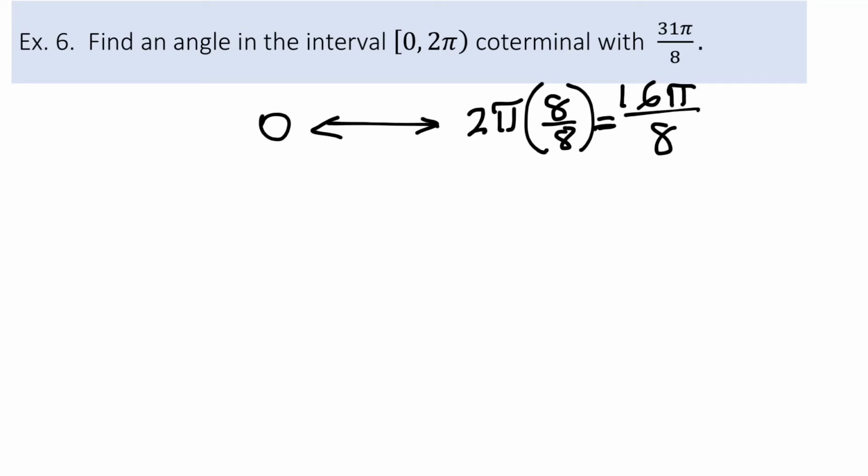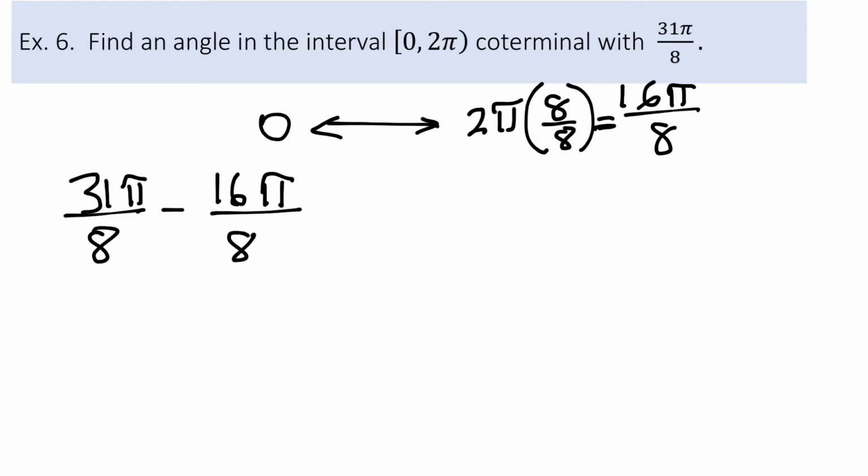All right, so I can see that 31 pi over 8 is more than 16 pi over 8, so it's outside of that interval 0 to 2 pi. So I'm going to take off one full revolution. One full revolution is 16 pi over 8, which is 2 pi. So 31 pi over 8 minus 16 pi over 8 is 15 pi over 8, which we can see is less than 16 pi over 8. So that is within the interval 0 to 2 pi. So we consider this a coterminal angle.